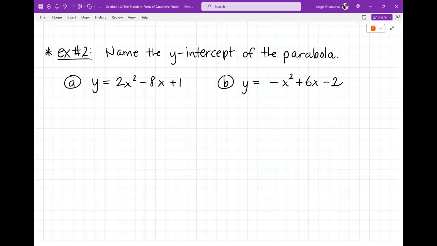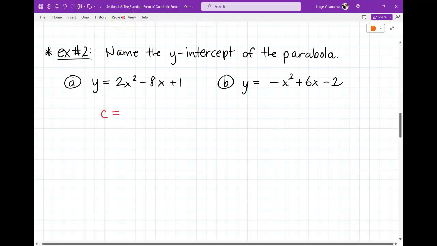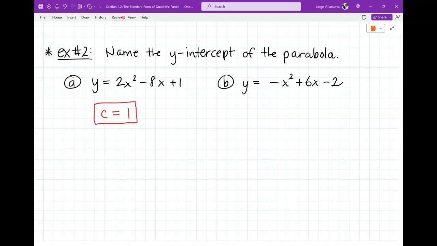So it's the C value, right? So name the y-intercept of the parabola. Look at part A. C is equal to what? Positive 1. That's it. It's just that last part right here. Okay? Again, it's easy enough. Nothing too hard to do. We don't have to move around numbers or anything like that. What about part B? What's C equal to? Negative 2. So there we go.